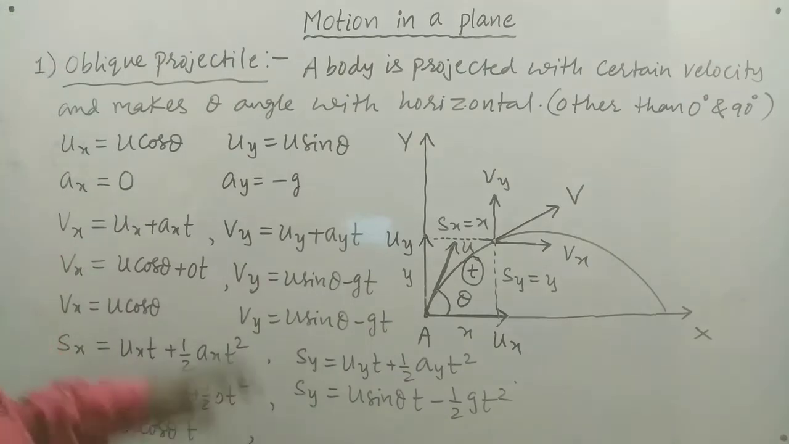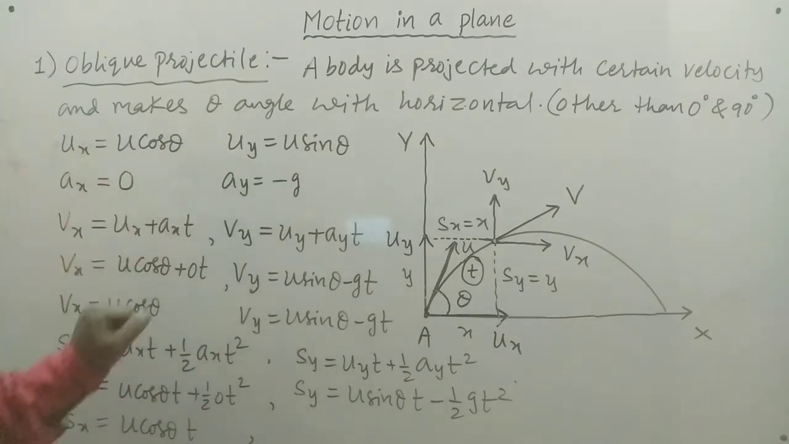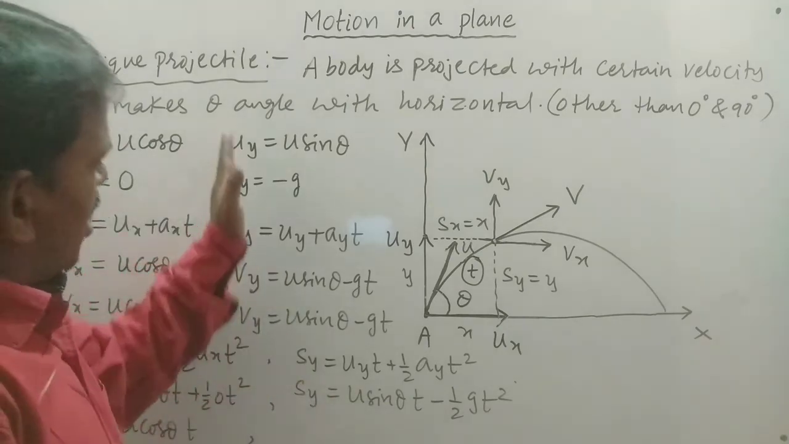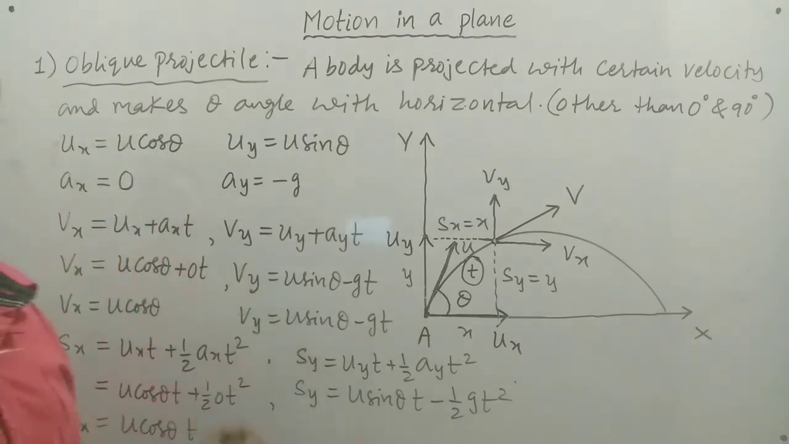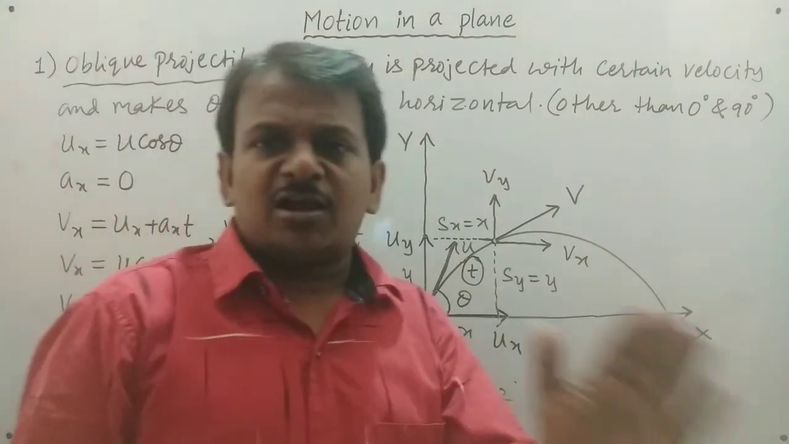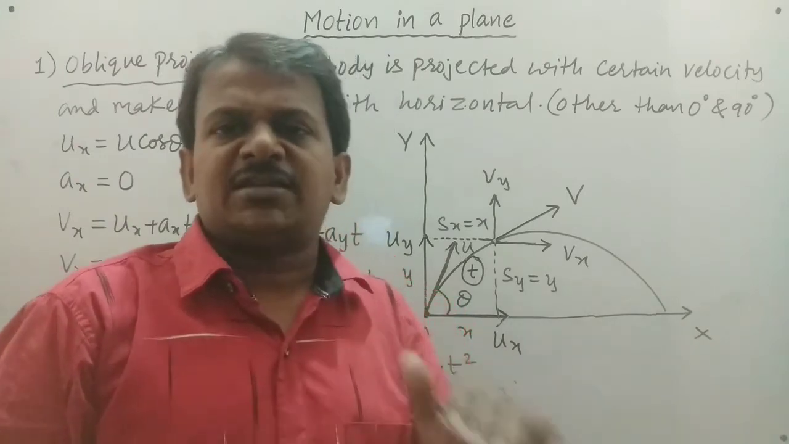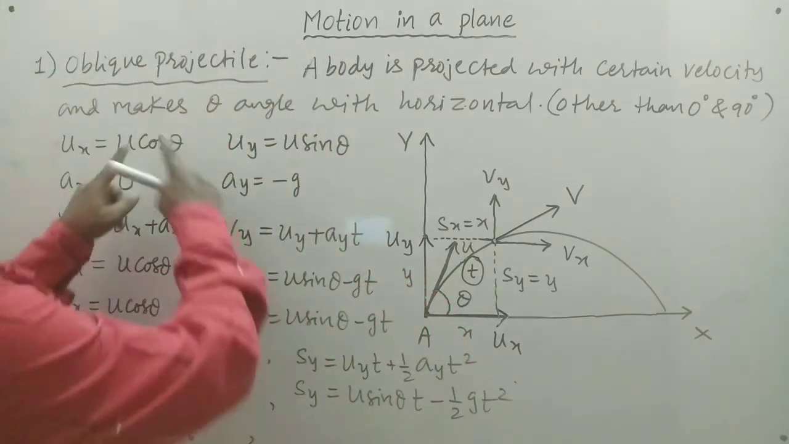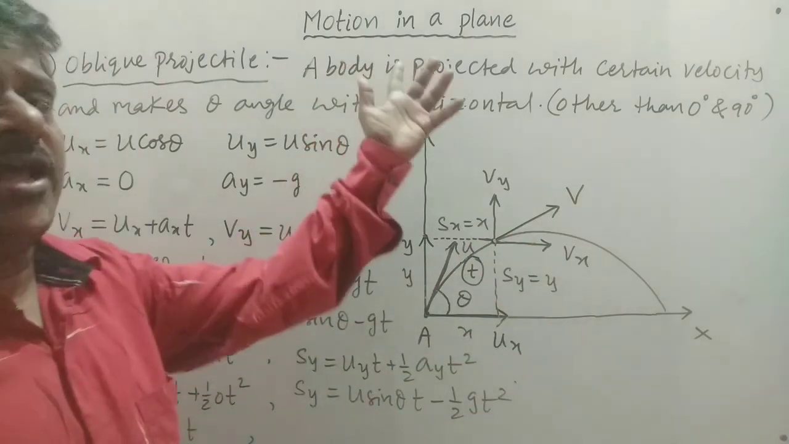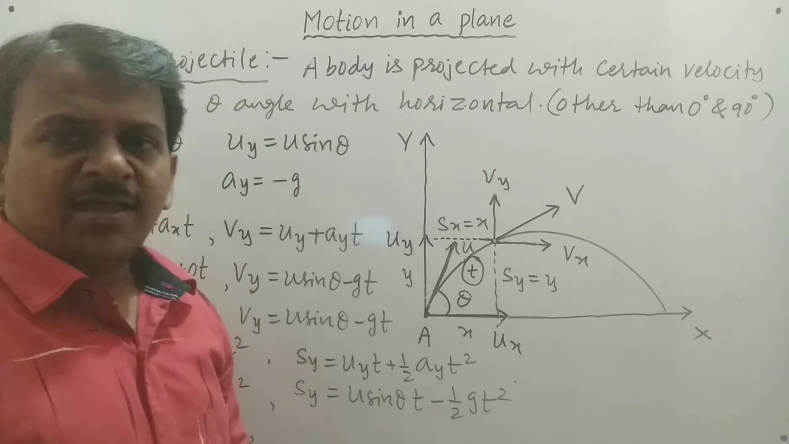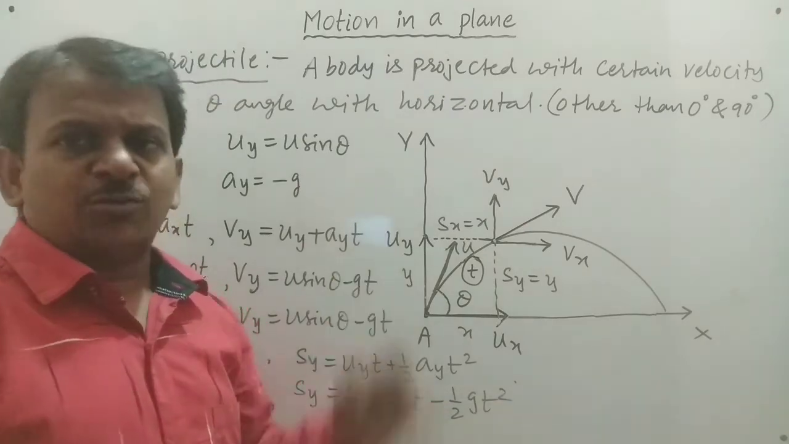Here we got ux, uy, vx, vy, ax, ay, sx, sy. So all vectors have two components. Along x direction one component, along y direction one component. So that's why motion in a plane is two-dimensional motion. Right? Let us continue in the next board.